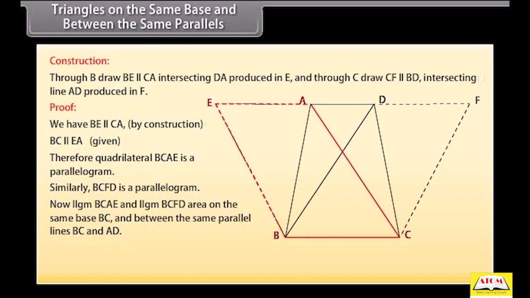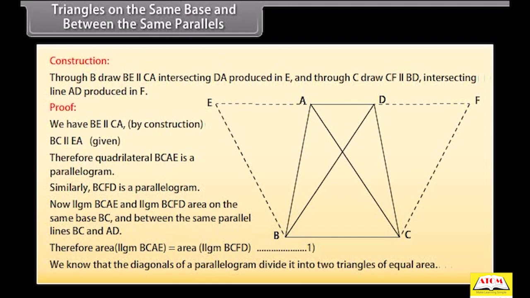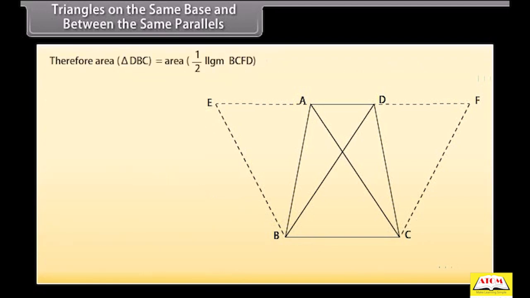Now, parallelogram BCAE and parallelogram BCFD are on the same base BC and between the same parallel lines BC and AD. Therefore, area of parallelogram BCAE is equal to area of parallelogram BCFD. Mark it as 1. We know that the diagonals of a parallelogram divide it into two triangles of equal area. Therefore, area of triangle DBC is equal to half of parallelogram BCFD. Mark it as 2. And area of triangle ABC is equal to half of parallelogram BCAE.